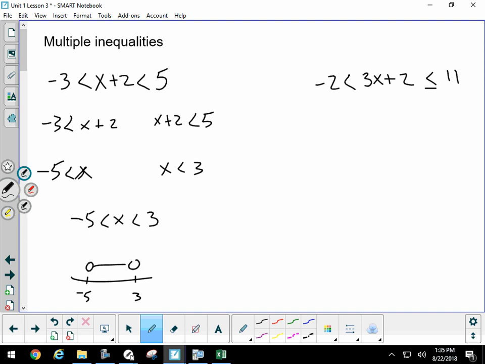Or if you feel brave and daring, just go ahead and work with both equations at the same time. Just the manipulations need to be done everywhere. If you add negative 2 to the middle, just do it to both outsides to get you negative 4 is less than 3x, which is less than or equal to 9. Then I would divide everything by 3. Negative 4/3 is less than x, which is less than or equal to 3.